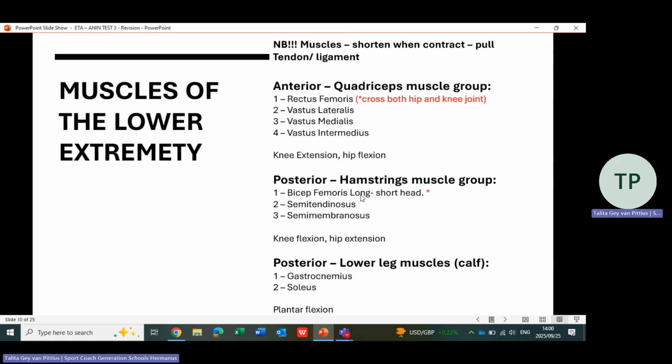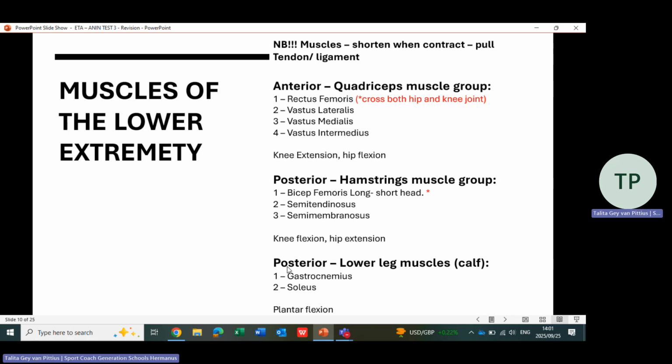And this one, the same, semitendinosus does not cross the hip joint. So it only is responsible for knee flexion, right? And then the biceps femoris crosses the hip and the knee joint. It's responsible for knee flexion and hip extension.